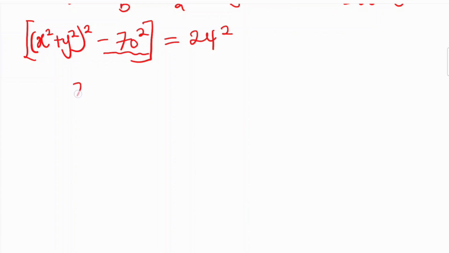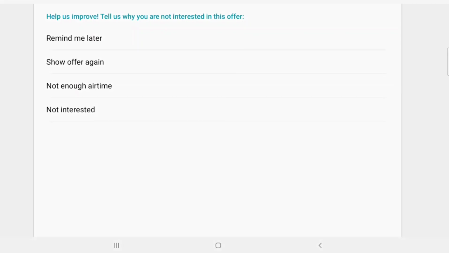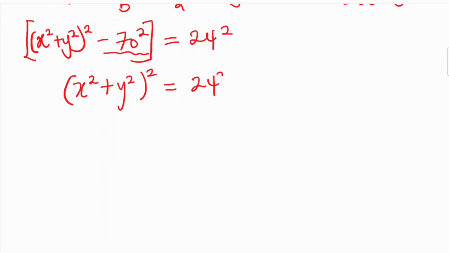So we have it that (x squared plus y squared) all squared is equal to 24 squared plus 70 squared. Good. So 24 squared is 576, plus 70 squared is 4,900.